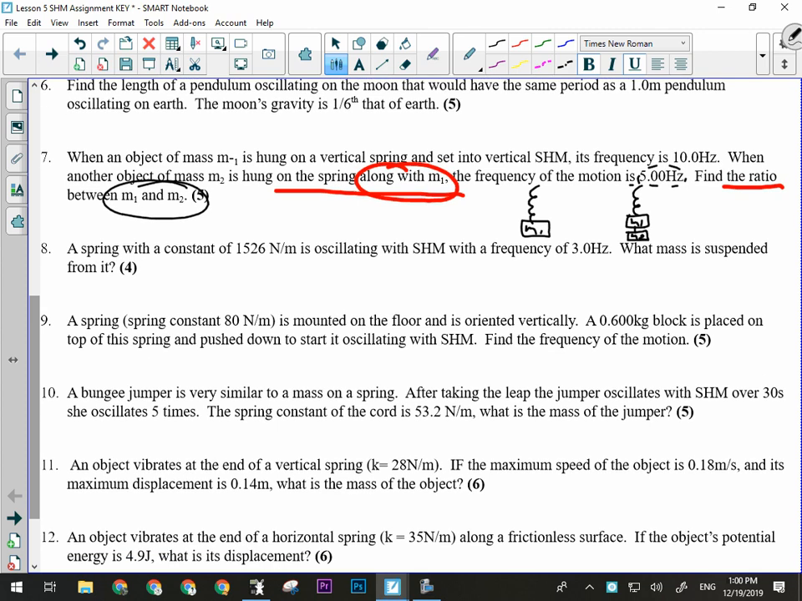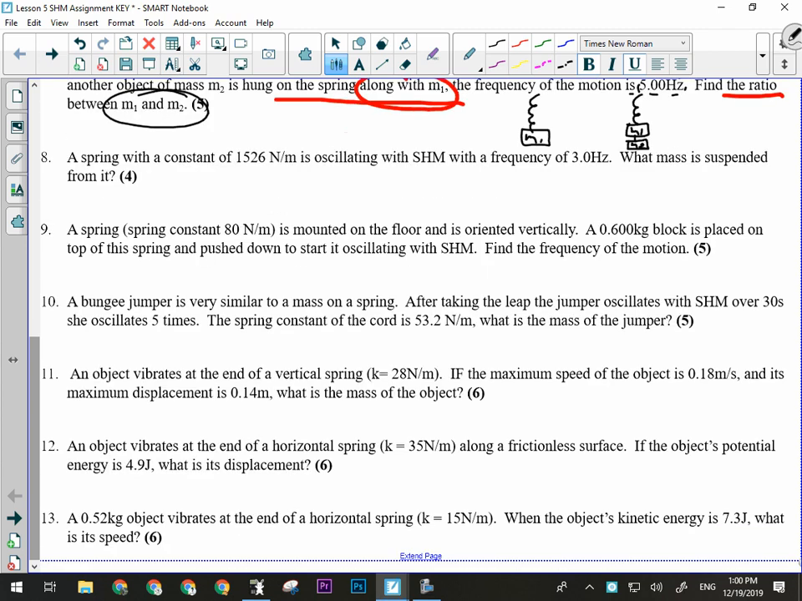Number 8. We have a spring with a spring constant of 1,526 newtons per meter. It's oscillating. Its frequency is 3 hertz. What mass is suspended from it? Number 9, another spring, is mounted on the floor. It's oscillating up and down like this. A 0.6 kilogram block is placed on top of it, pushed down, and it oscillates. Find the frequency of its motion. Notice how many times you're given frequency and not period. Keep that in mind. This formula is really, really important for a lot of the questions.